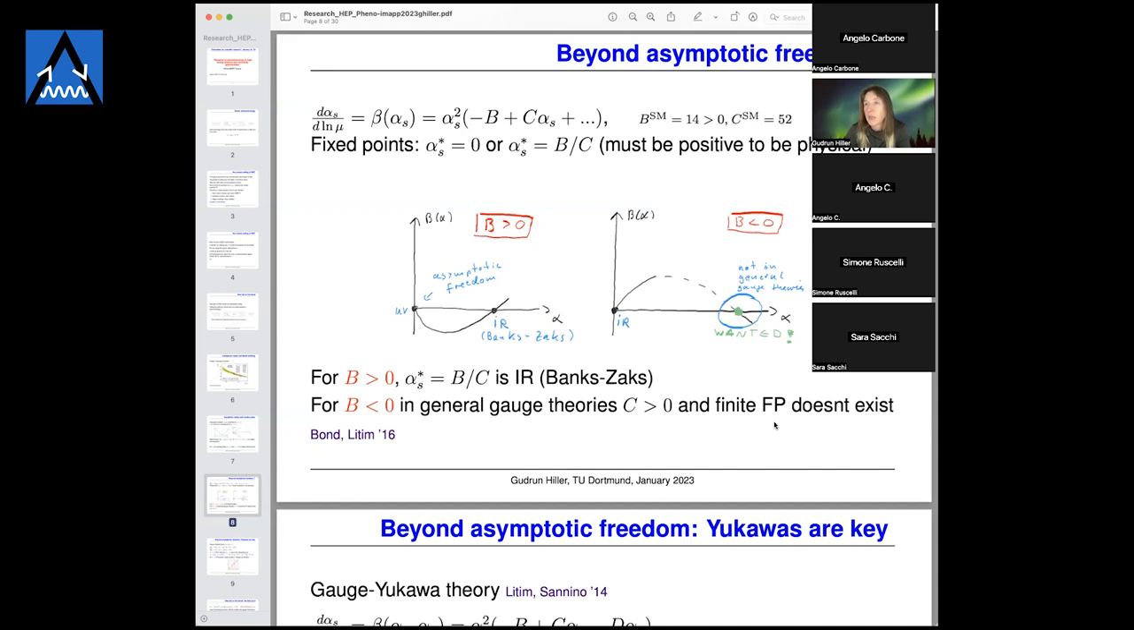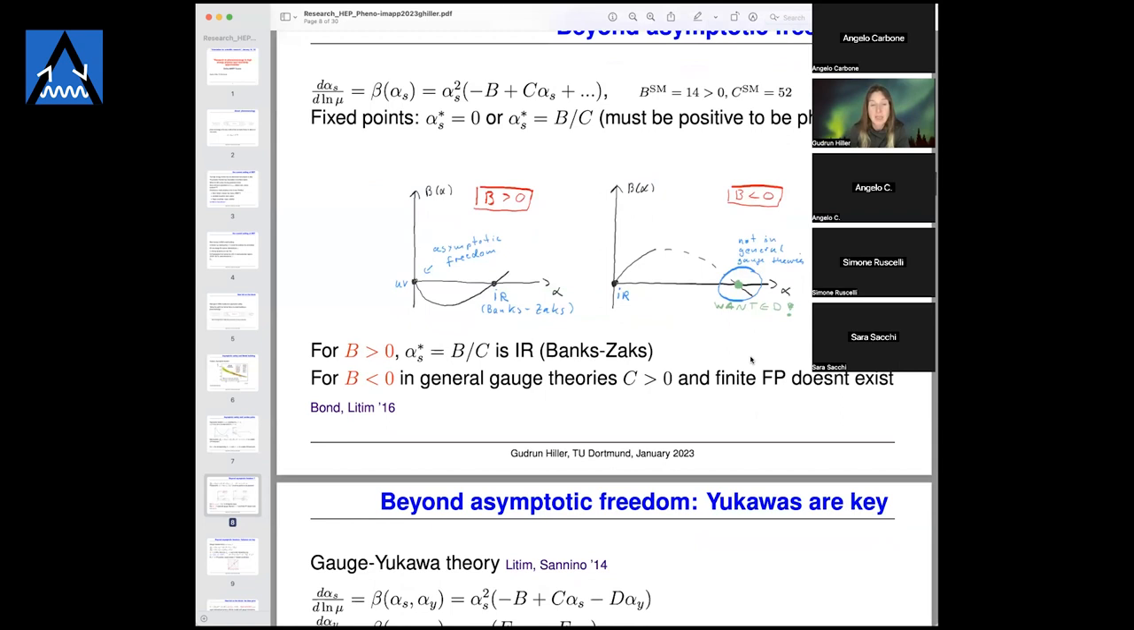So we have to do more. We would like to get it that the beta function looks like this because we are interested in this fixed point, but we know now we have to add more stuff. You can't just do it with QCD alone. You need more interactions. And the answer is you need Yukawa couplings.